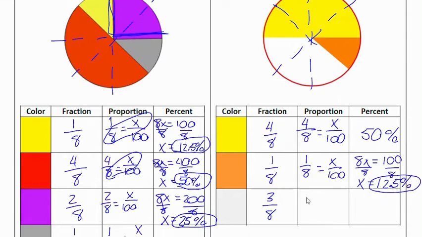And then the last one is 3/8. So I have 3/8 equals x over 100. And if I multiply that one, I get 8x is equal to 300. Divide by 8 on both sides to get x by itself. And I'm left with x equals 37.5%. And it's perfectly okay for them to be decimal percentages. No harm, no foul there.